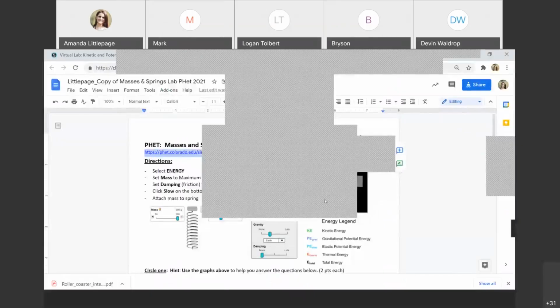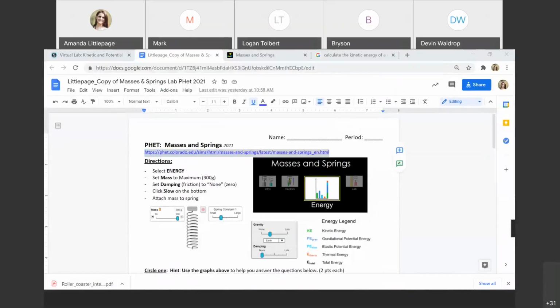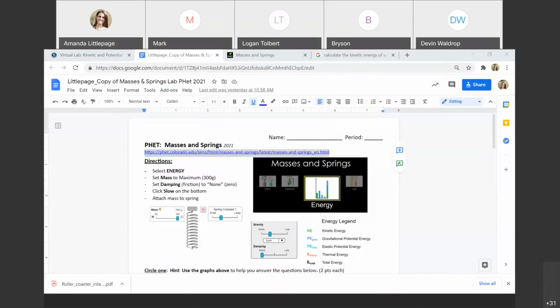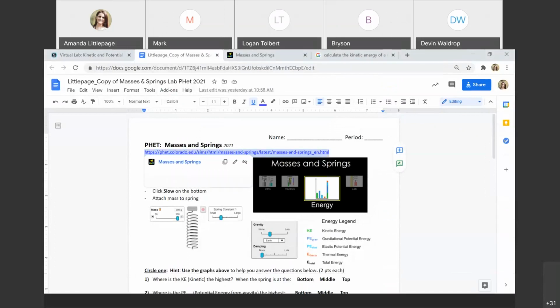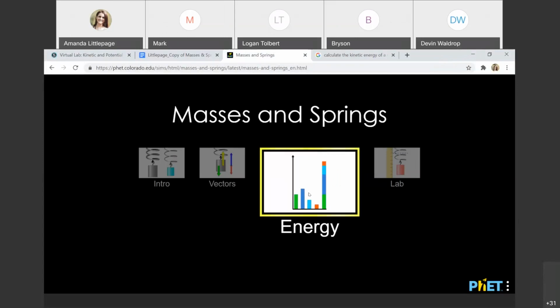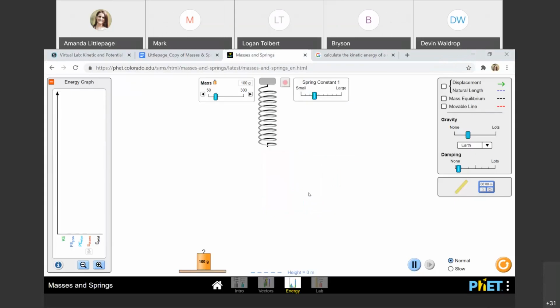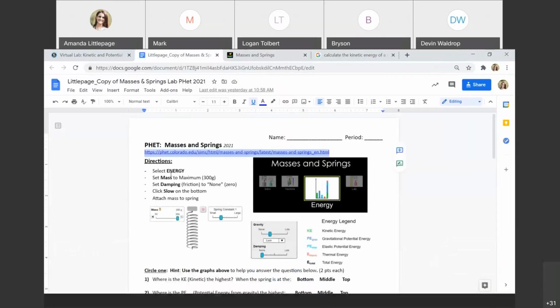When it opens up, make sure that you click the one that says energy, because that's the one we're going to be focusing on. So we're going to click here. This is what you're going to see when the lab first opens up. As you work through the lab, you're going to manipulate what you see here, make observations, and answer the questions in the lab handout. It tells you right here, select energy. We've done that. Set mass to maximum, set damping friction to none, and click slow on the bottom.